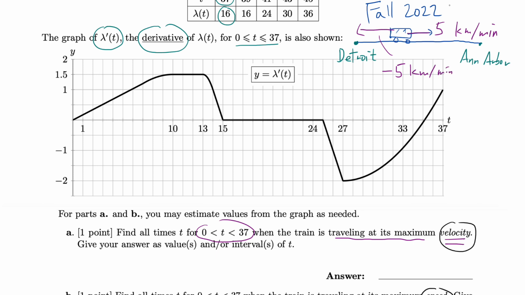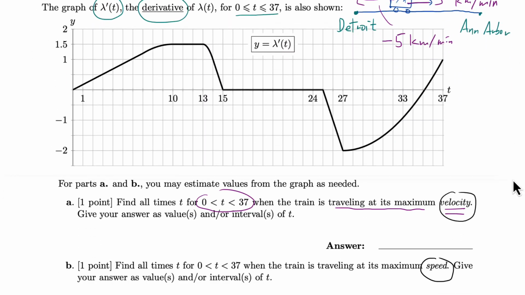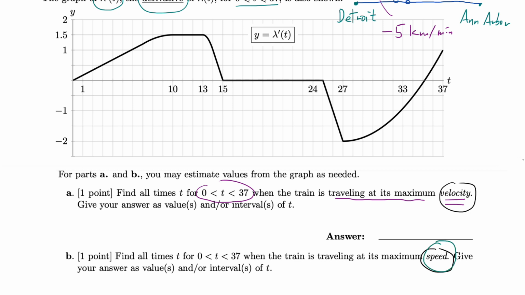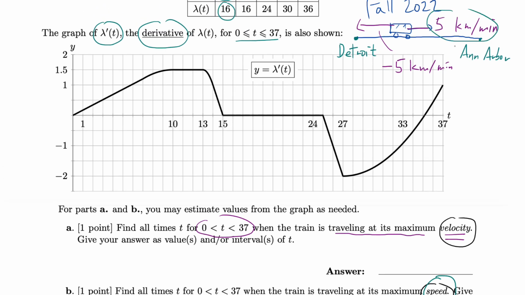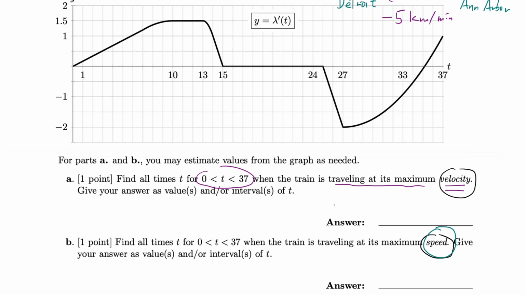So a velocity is really going to give us information about which direction you're moving. If it's positive, you're moving to the right. If it's negative, you're moving to the left. Whereas the speed is really just the magnitude. It's just the absolute value of velocity. So either way, whether you're moving 5 kilometers per minute to the right or to the left, the speed is going to be 5 kilometers per minute for both of these. Anyway, from that information, let's see if we can find the maximum velocity and maximum speed.